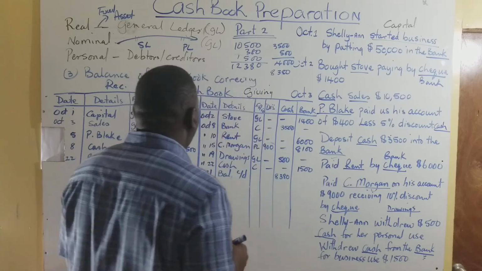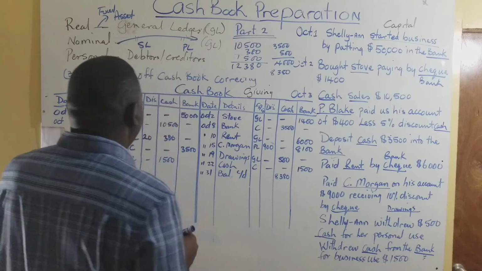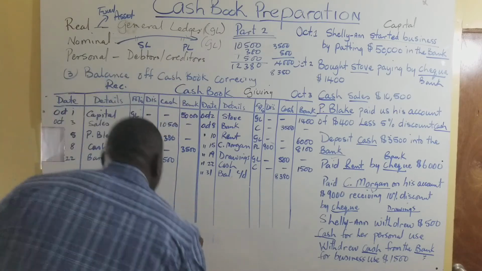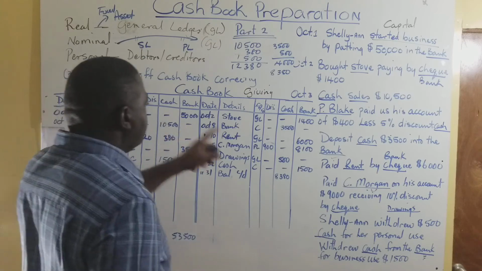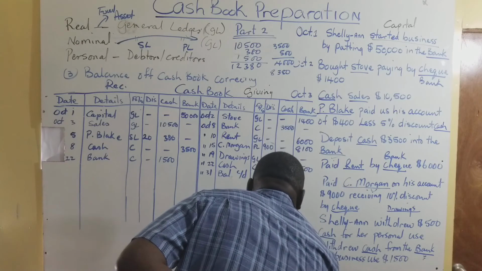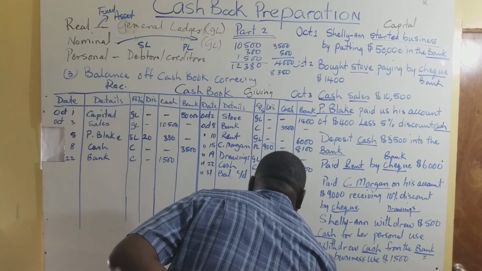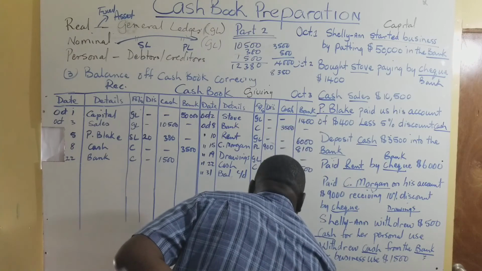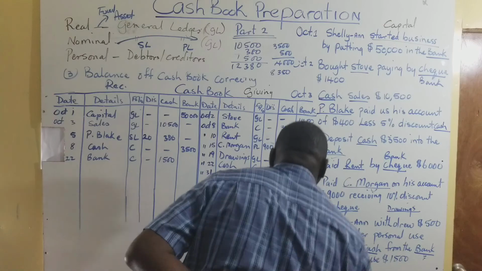We must do the comparison now with bank. Over here we have 50 plus 3,500, so it would have been 53,500. Over here we have 1,400, 6,000, 8,100, and 1,500. Let's do the math.